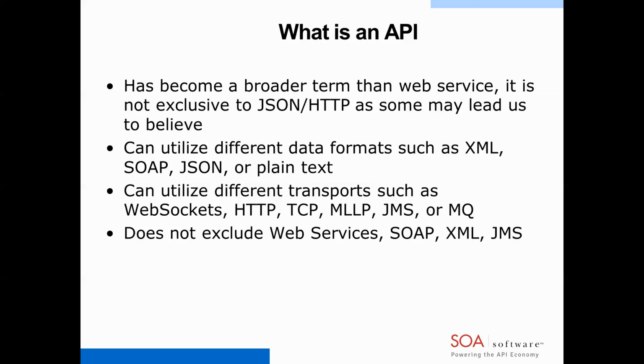So let's look a little bit at what an API is. An API to me has become a broader term than a web service. It is not exclusive to JSON over HTTP, as some may lead us to believe. When I look at an API, I don't tie it to a specific protocol or message type. I believe that an API can utilize different data formats and protocols, whether it be XML, SOAP, JSON, plain text, WebSockets over HTTP with TCP, MLLP, JMS, or MQ. It does not matter. We should not be constraining our definition of an API to any particular kind of protocol or message type. And I also don't believe that APIs exclude web services, SOAP, XML, or JMS.